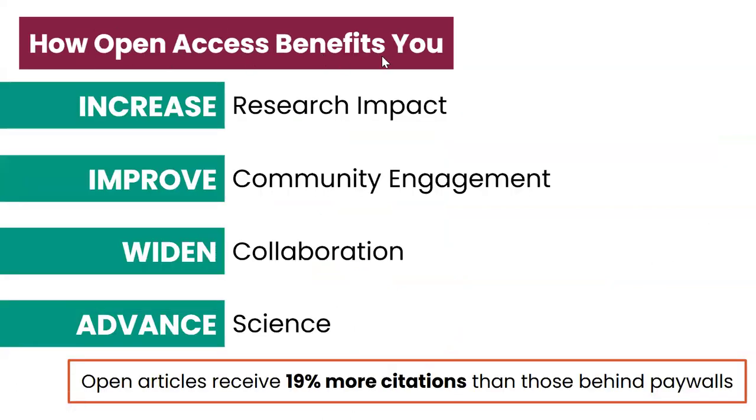Also, publishing open access benefits you in all of these different ways. It can increase your impact. Open access research is viewed and cited more often than research behind a paywall. Studies show that open articles receive 19% more citations than those behind a paywall. It is also available to anyone, not just those with access to a subscription or through their institution.